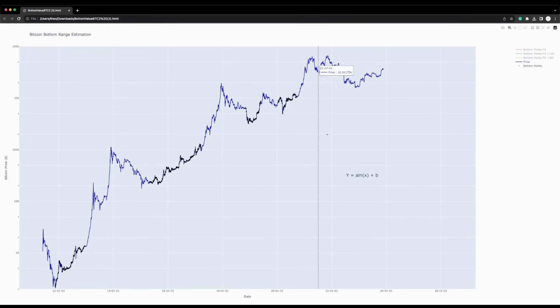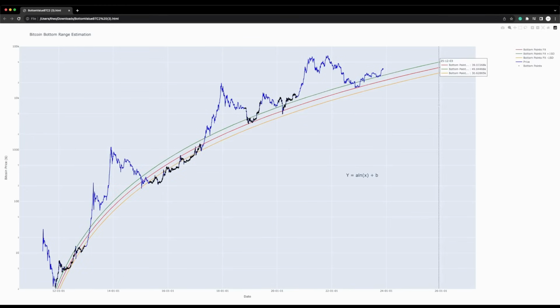So the goal of this model is to predict the next Bitcoin bottom, so we will know when is a good time for us to accumulate, and if Bitcoin retraces back to this bottom range, we will be able to accumulate and set our buy orders between these regions. Let's bring the model lines back and explore what the model predicted.